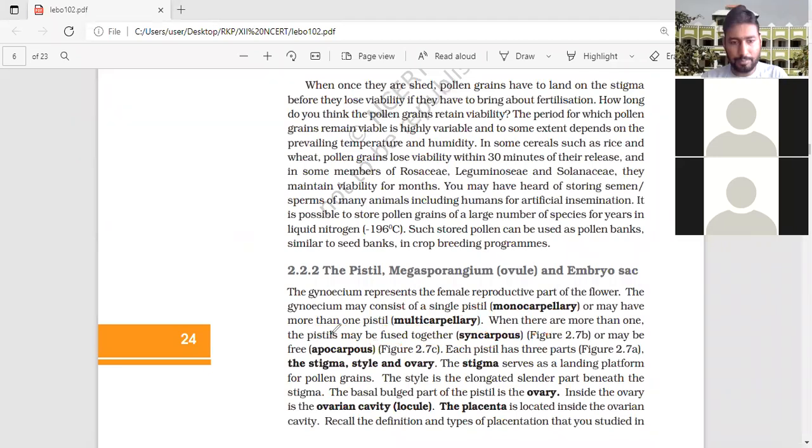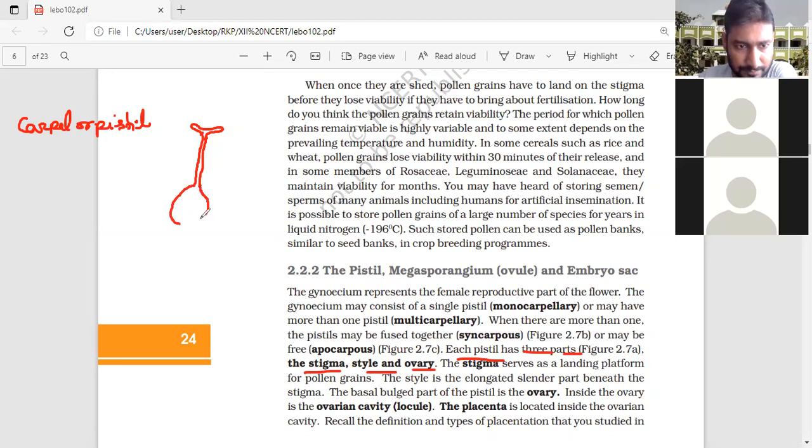Another point is that each pistil has three parts: the stigma, style, and ovary. Now I told you, carpel or pistil, they have three parts. I'm drawing this structure. Just look at it. This is the structure they have given. This is the unit of the female reproductive structure, that is the gynoecium, and the unit is the carpel or pistil. They are divided into three different regions.